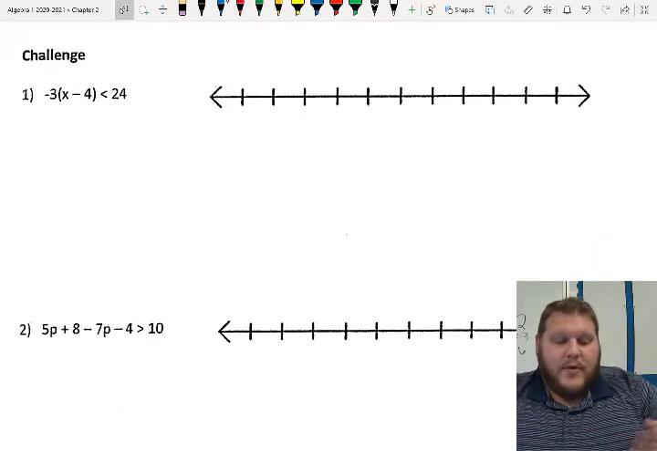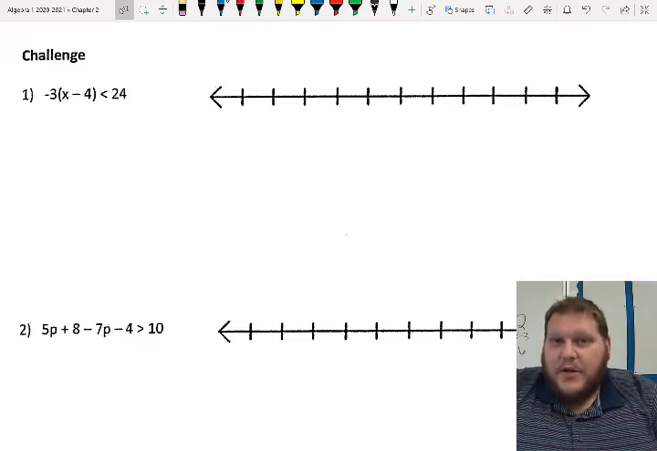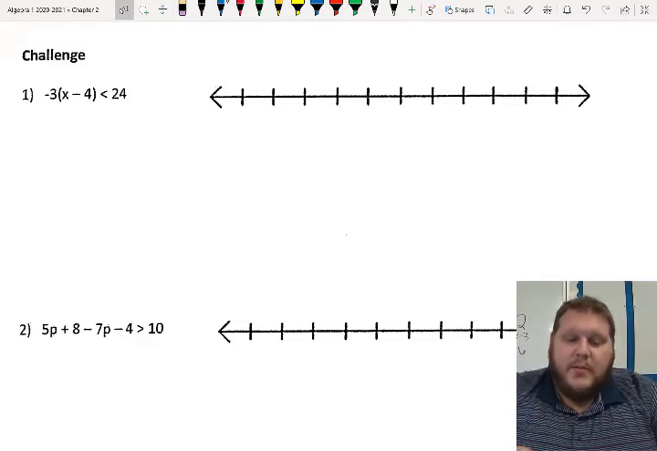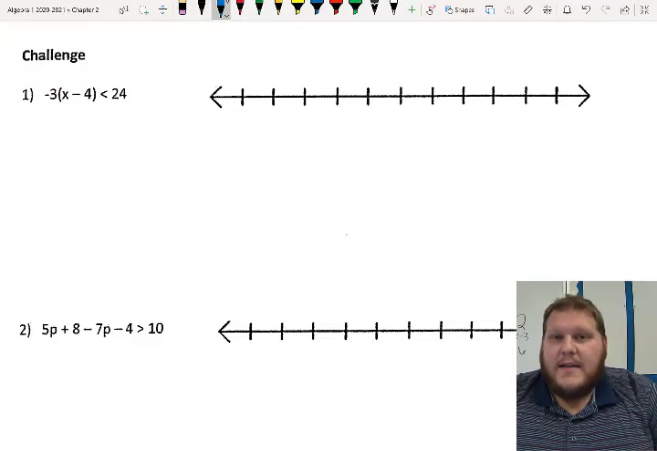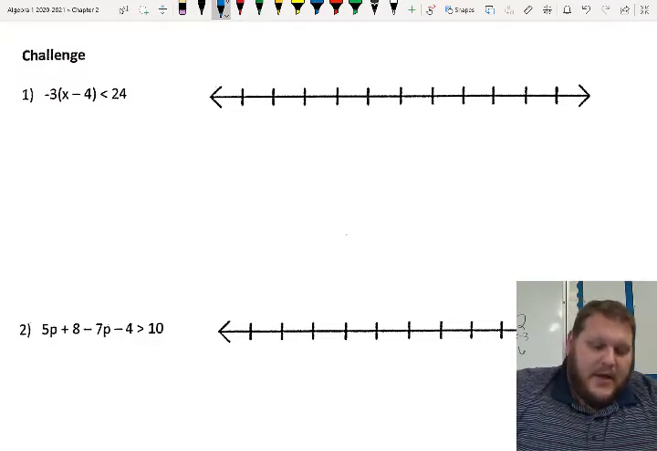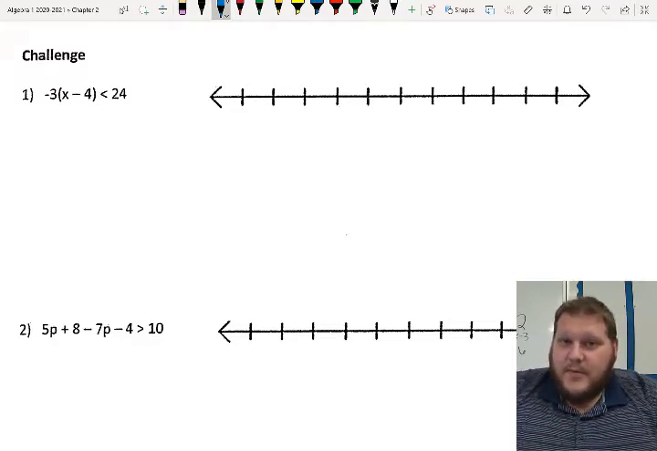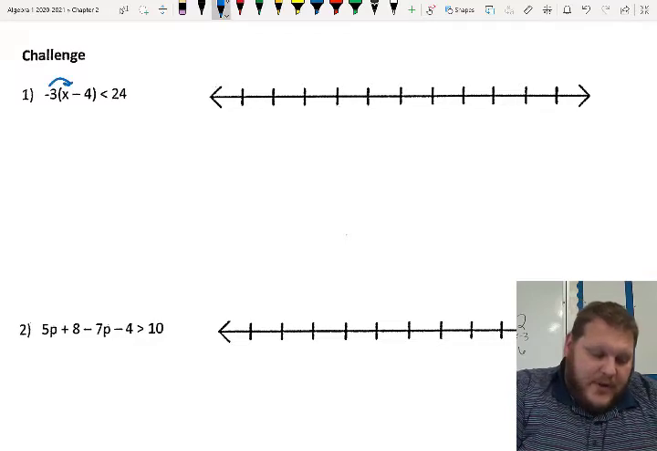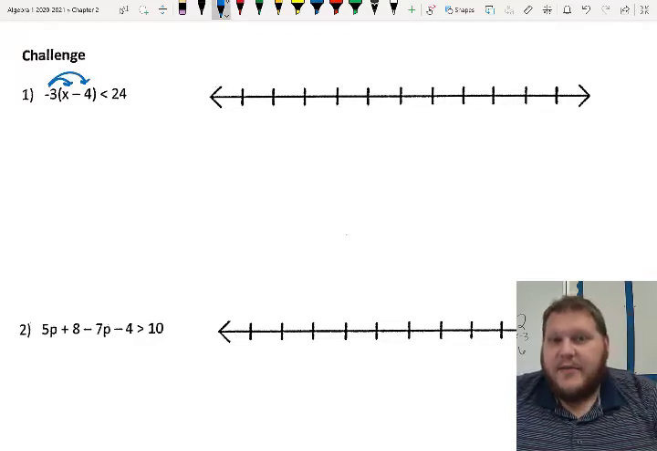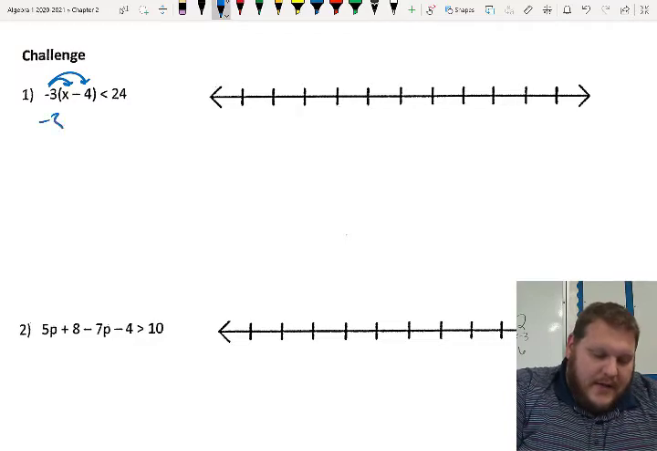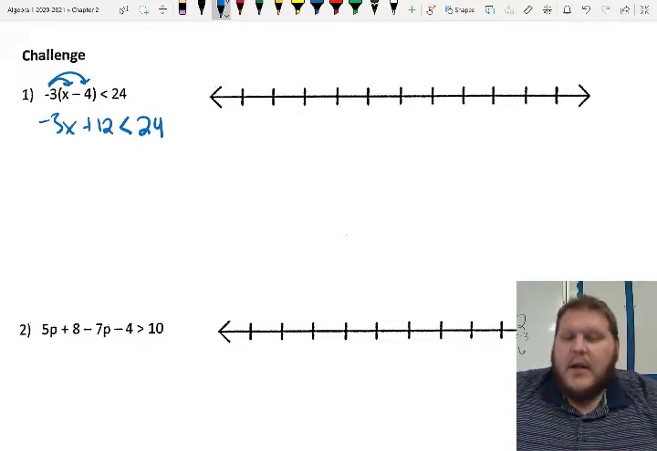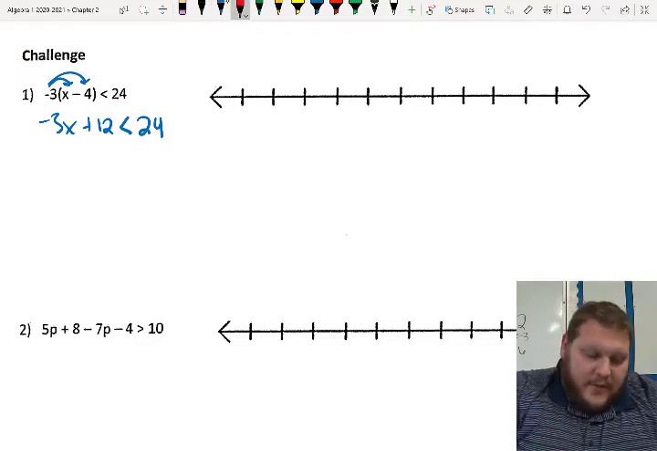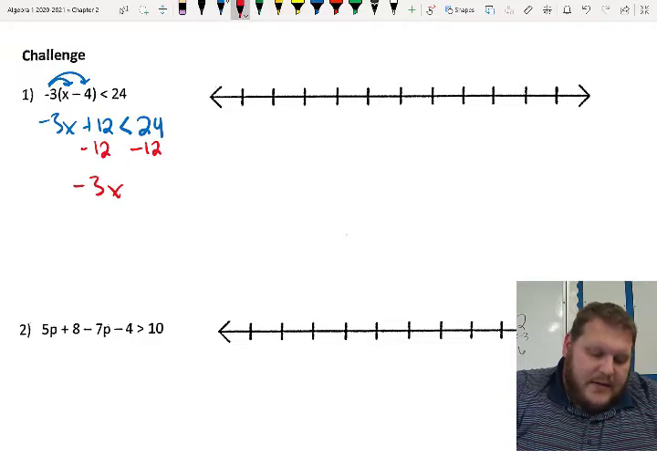Okay. This next section is what I call challenge problems. It's really just having to do a little bit of work before we can get our x value by itself or our variable by itself. But the same way I would handle it last chapter is what I'm going to do now. I see parentheses. I'm going to start by distributing this -3 into my parenthesis. -3x plus 12 is less than 24. And now I continue like I did before. I'm going to start by subtracting 12 on both sides. -3x is less than 12.